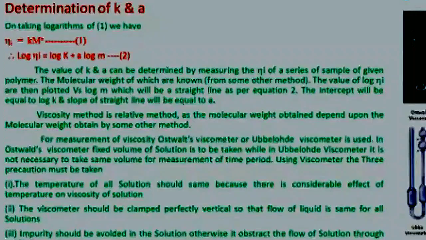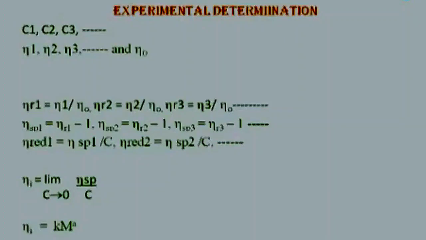Using a viscometer, a few precautions must be taken. First, the temperature of the solution should be the same because temperature variation affects the viscosity of the solution. Second, the viscometer should be clamped perfectly vertical so that the flow of liquid is the same for all solutions. Third, impurity should be avoided in the solution, otherwise it obstructs the flow of solution through the capillary. Now how to determine viscosity average molecular weight experimentally?